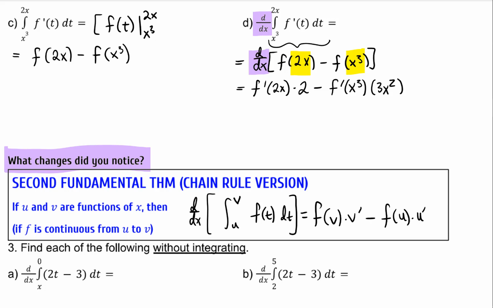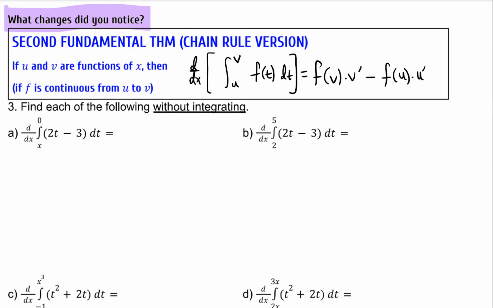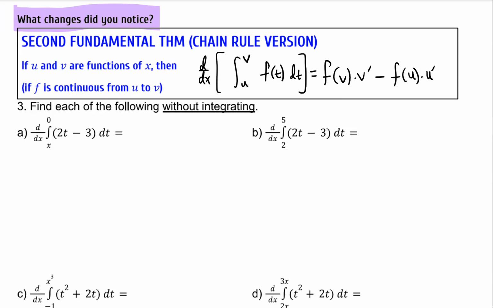f of v times v prime, f of u times u prime. Time to use the second fundamental theorem of calculus. This time, do not integrate. Use the formula. The first thing I notice is that in the second fundamental theorem of calculus, the lower limit is 0 and the upper limit is x.